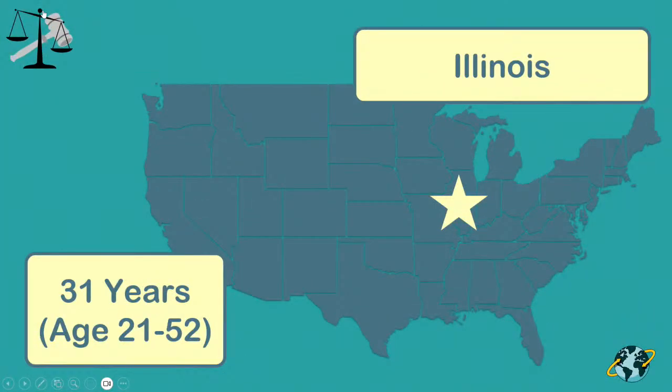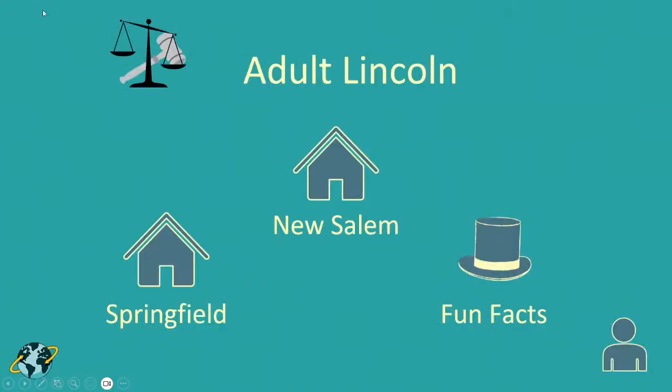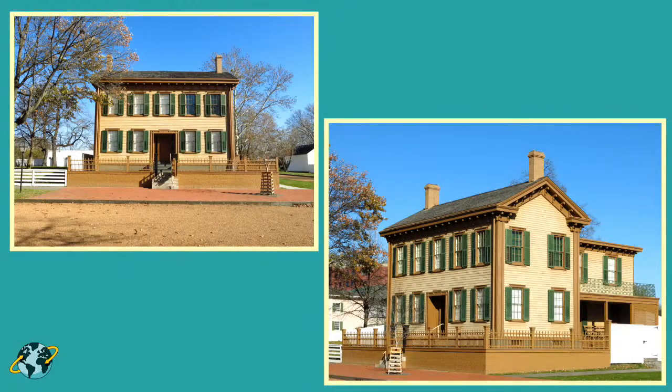When we fill in some gaps between last week and this week of our story of Abraham Lincoln's life, he spent most of his life, 31 years, in Illinois. But when he left Indiana, he ended up in New Salem. That is where he went first.